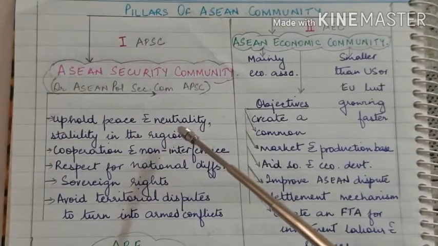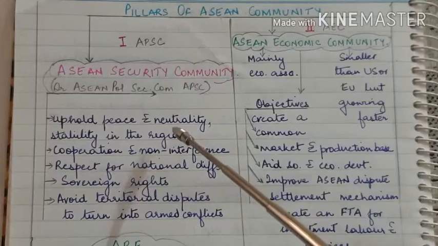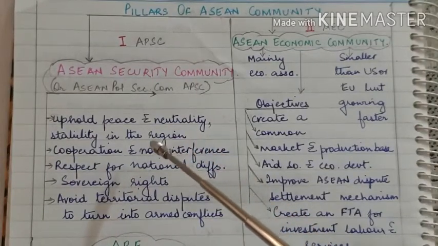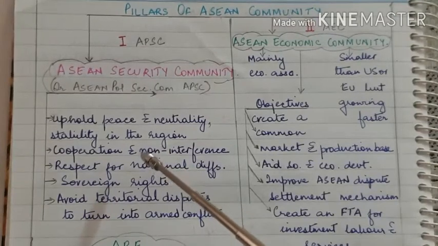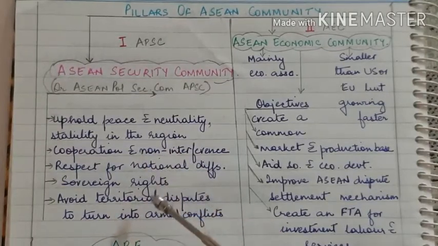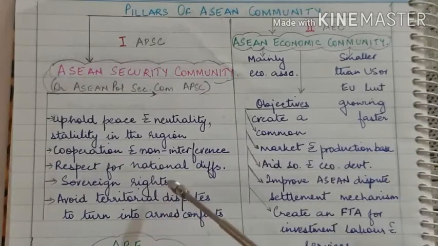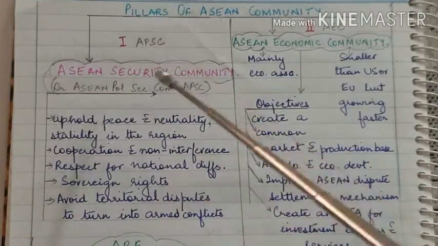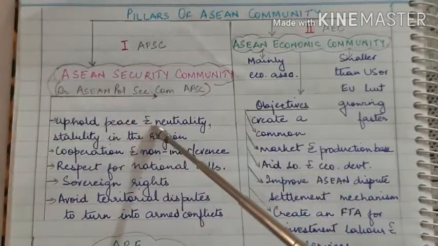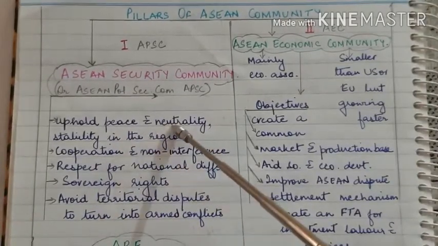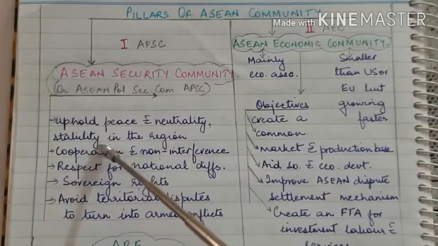But then by the 1976 Kuala Lumpur Declaration, it proclaimed the ASEAN states, that Southeast Asian region, as a zone of peace, freedom and neutrality. In the summit held that year, the heads of the states signed a Treaty of Amity and Concord, of friendship and cooperation. Amity and Concord means friendship and cooperation. That treaty said that the members will uphold peace, neutrality and stability in the region.